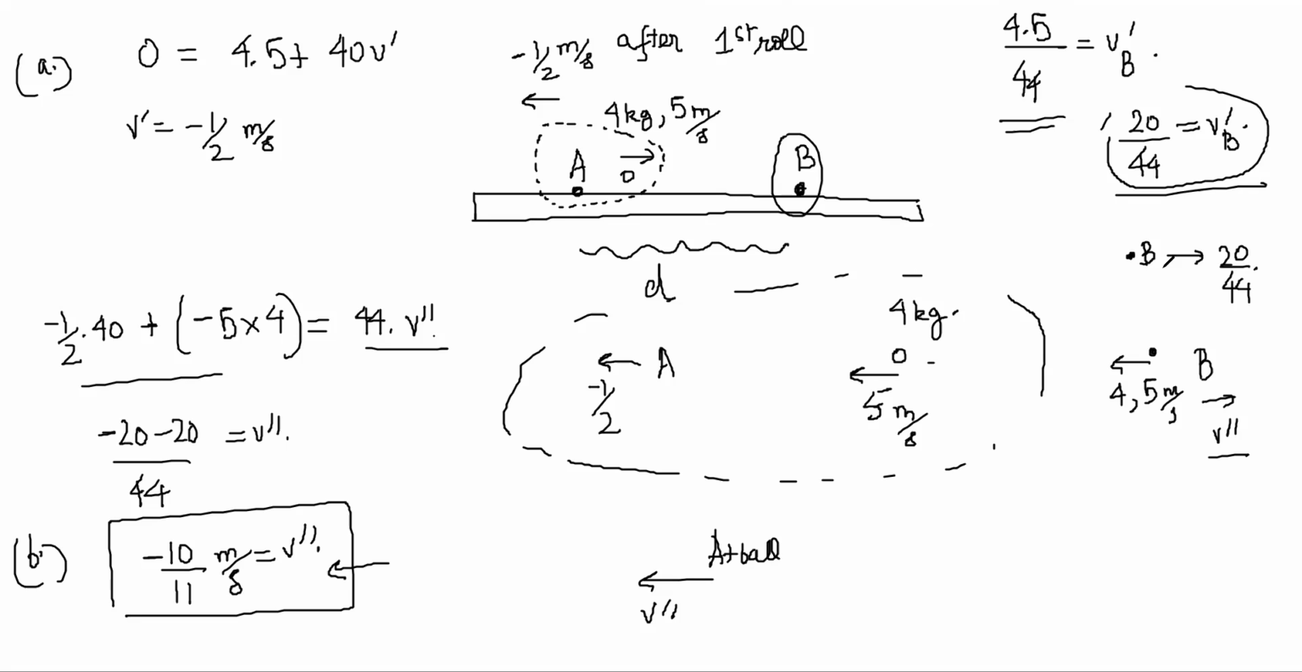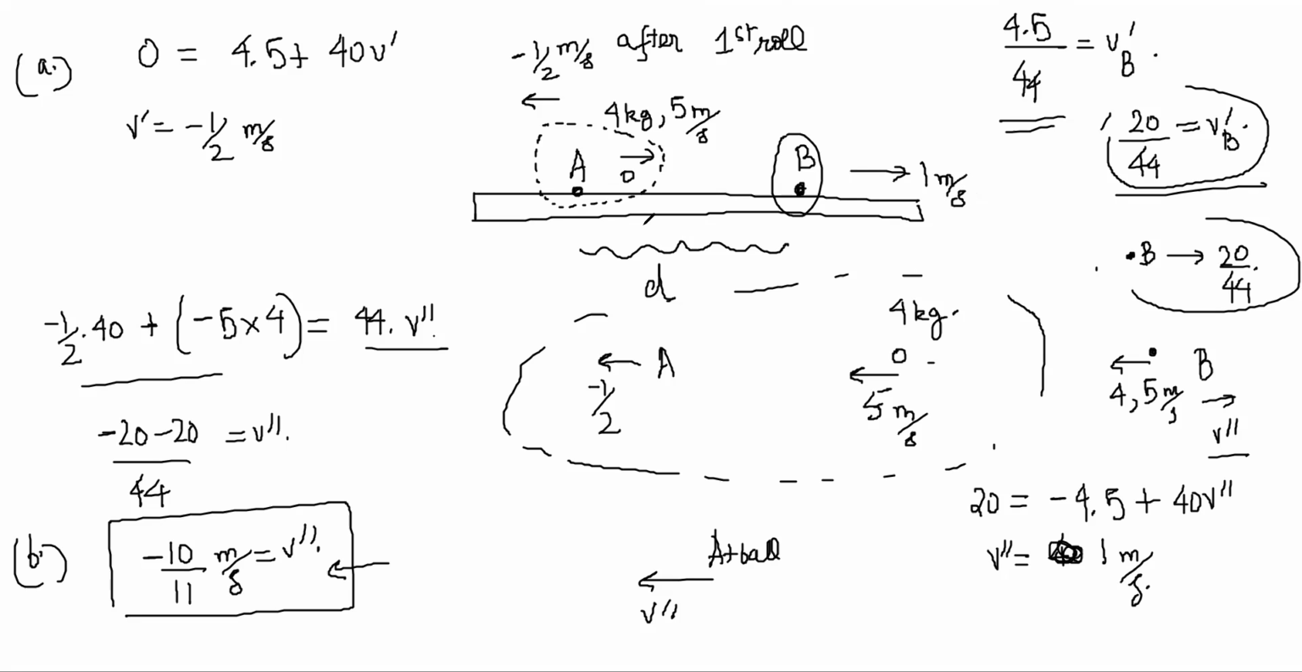So the initial momentum is 44 into 20 by 44. So 20 is equal to final: minus 4 into 5 plus 40 into V double dash. So V double dash becomes, oh wait, 20 plus 20, 40 by 40. This is going at 1 meter per second. And after A catches it, he was going at 10 by 11 meter per second.